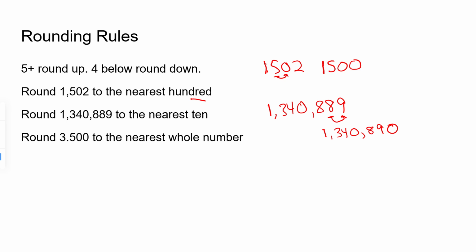Round 3.500 to the nearest whole number. We want the nearest whole number, so not the decimal. It would be the number that's not the decimal. So when we want to cut off the decimal portion, we're basically going to be looking at cutting that much off. We look to the right, and it's 5 or above, so we have to round this to 4. So our nearest whole number for 3.5 is 4.